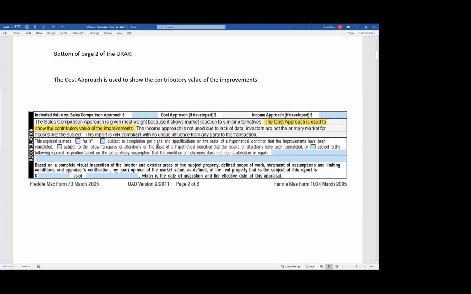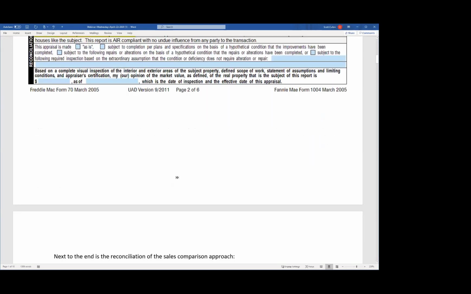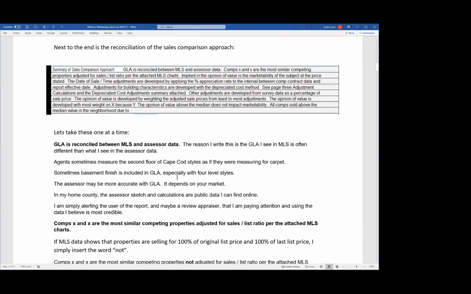So here it is, starting with the end in mind. The last thing we do on the report is we reconcile the three approaches to value: sales comparison, cost, income, okay? Just above that, we talk about the sales comparison approach. And this was number 2 on the list. People are not doing a very good job of reconciling the sales comparison approach.